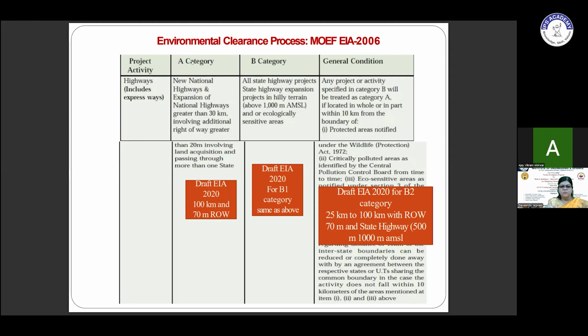Now government is planning, in the draft EIA 2024, B1 category, same as above. Earlier it was B category, and now B1 category it is under planning. And here also in the general condition, draft EIA 2024 B2 category in red marking: 25 kilometer to 100 kilometer with right of way 70 meter, and state highway 500 meter and 1000 meter above MSL.